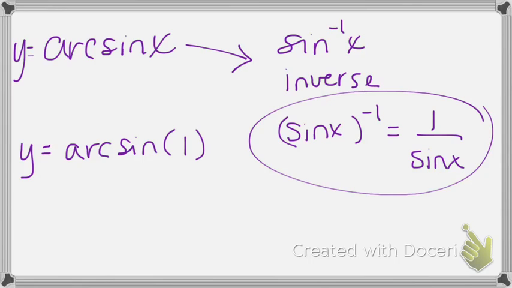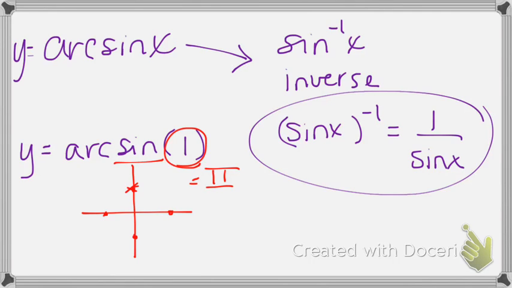This is asking me, when I think about the unit circle, and I think about these points right here, what angle gives me 1 when I take the sine of it. I know that sine is the y value, so I'm thinking about the place where the y value would be 1. Where would the y value be 1 here? At 90. This gives pi over 2.